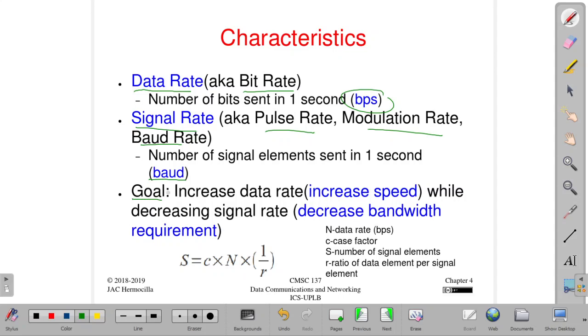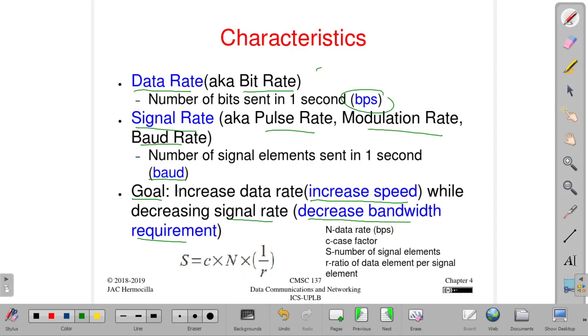Our ultimate goal actually is to increase the data rate, meaning to increase the number of bits sent in 1 second, thereby increasing the speed while decreasing the signal rate. When we decrease the signal rate, essentially what we're doing is we're lessening the bandwidth requirement for the signal. Right? So recall our definition of bandwidth, but we're going to look back to review them here later.